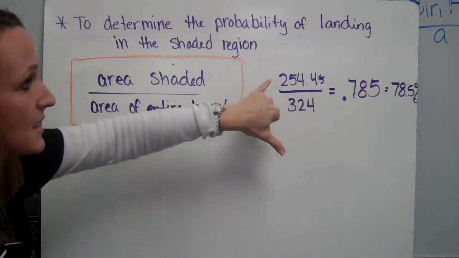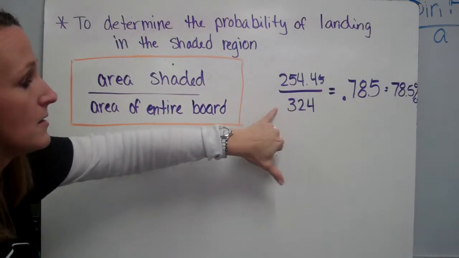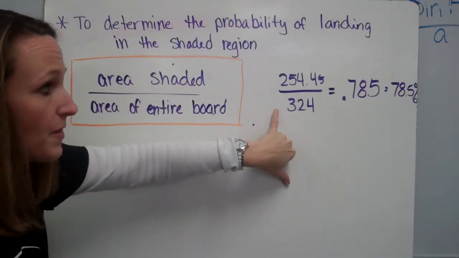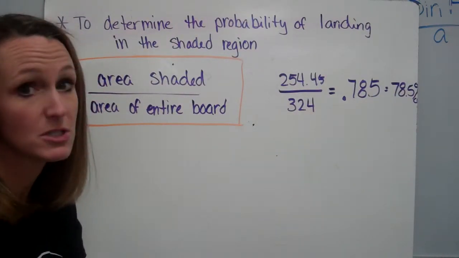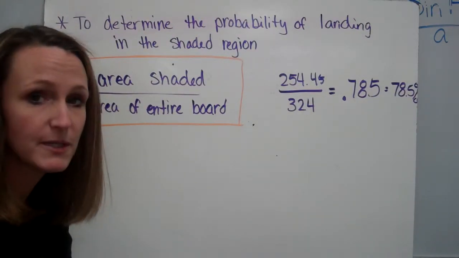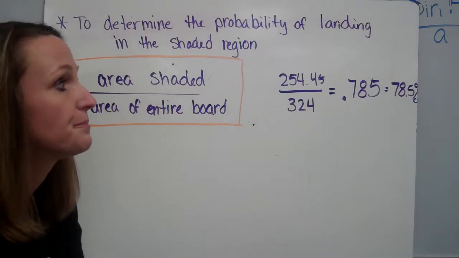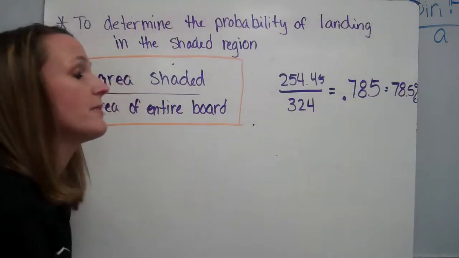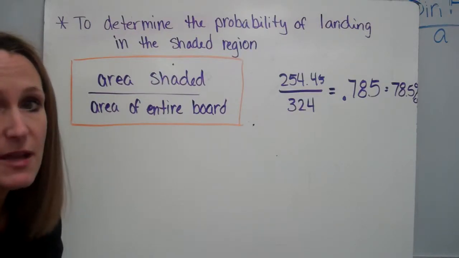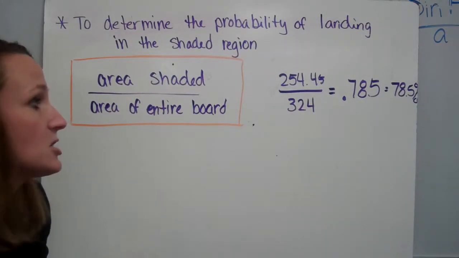And on this dartboard problem, there would be some subtraction involved, but you just have to look at what you're being asked. So in this case, I took my area of my shaded, divided it by the area of the whole thing, and got 0.785, which is between 0 and 1, which is where you want probability to be. And when I make it a percent, it's 78.5%. So you have a 78.5% chance of landing in that shaded region.